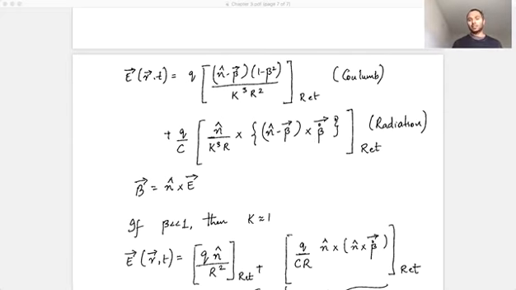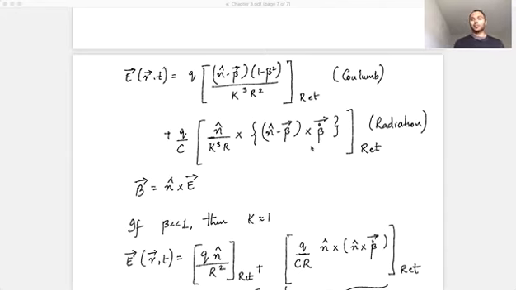And notice that this term requires you to have an acceleration. And so that is why we say that accelerated charges radiate energy. So we'll actually calculate the Poynting flux soon. And this is where that idea comes from, that accelerated charges radiate electromagnetic energy.